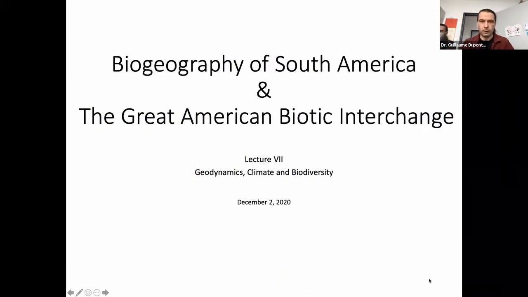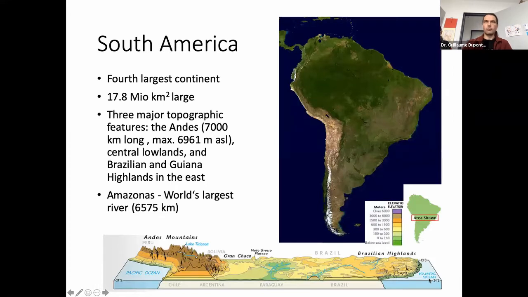Let's talk a little bit about South America today. And at the end of this presentation, we'll come to the Great American Biotic Interchange. This topic we'll discuss on Monday. So a few words about South America. You see here in a satellite image, it is the 4th largest continent on our planet, nearly 18 million square kilometers in size. And we have 3 major topographic features.